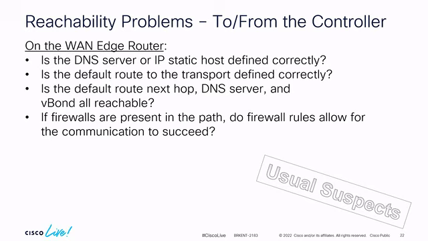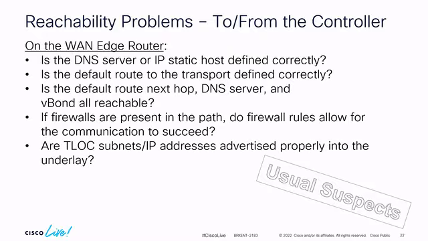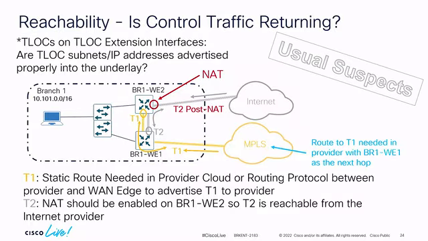I'm not going to show that right here, but I did include a hidden slide that would explain what ports need to be open for that communication to happen to the vBond, also a usual suspect. And next, what about TLOC subnets and IP addresses for those TLOCs? Are they advertised properly into the underlay? Because that also is another usual suspect, right? If I have a dual edge router site that has two routers in it and I'm doing TLOC extension, it's very common to bring those up for the first time and to be missing control connections.